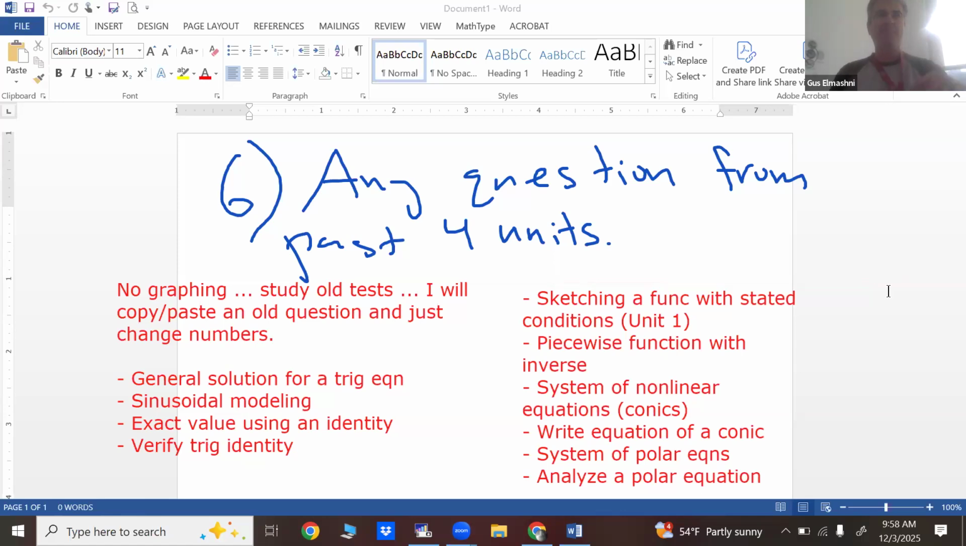What does the piecewise function with inverse mean? If you look back at your old test, I gave you a piecewise function with a graph, and then you had to find the inverse of that piecewise function just by switching x and y and then graphing that. Wait, you want to go to an equation? No, because those weren't really a 10-point question.